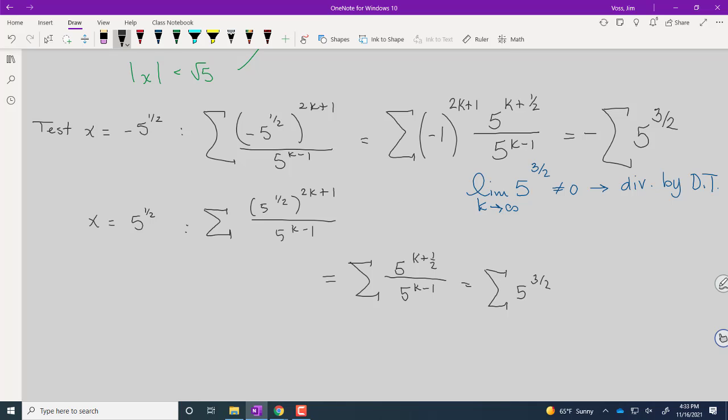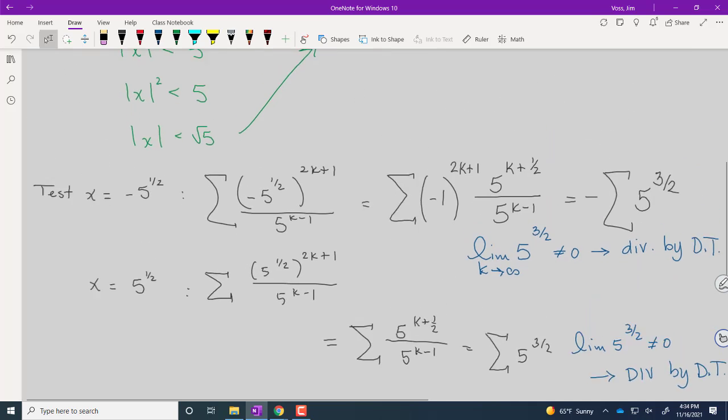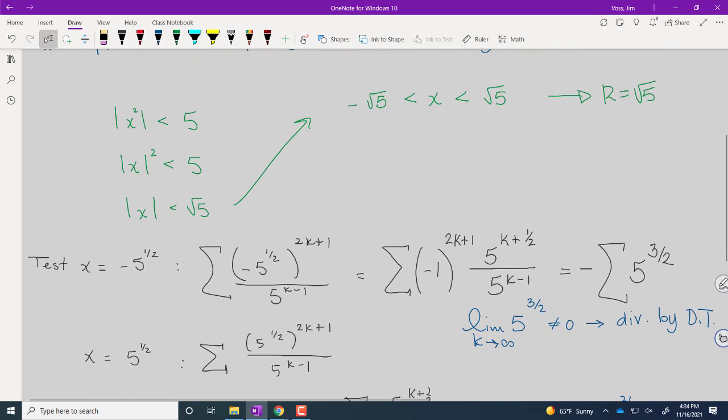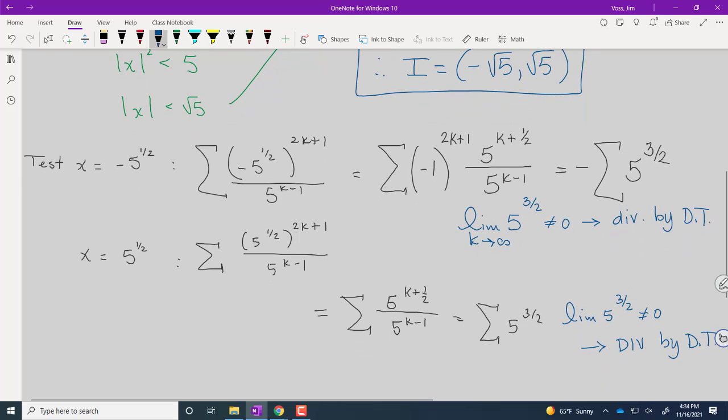So what's our conclusion there? Yeah, so diverge at both endpoints. So diverge by divergence test. Okay, so our interval of convergence, where were we? Right there. So therefore, our big therefore is that the I does not include the endpoints. That will be our interval.